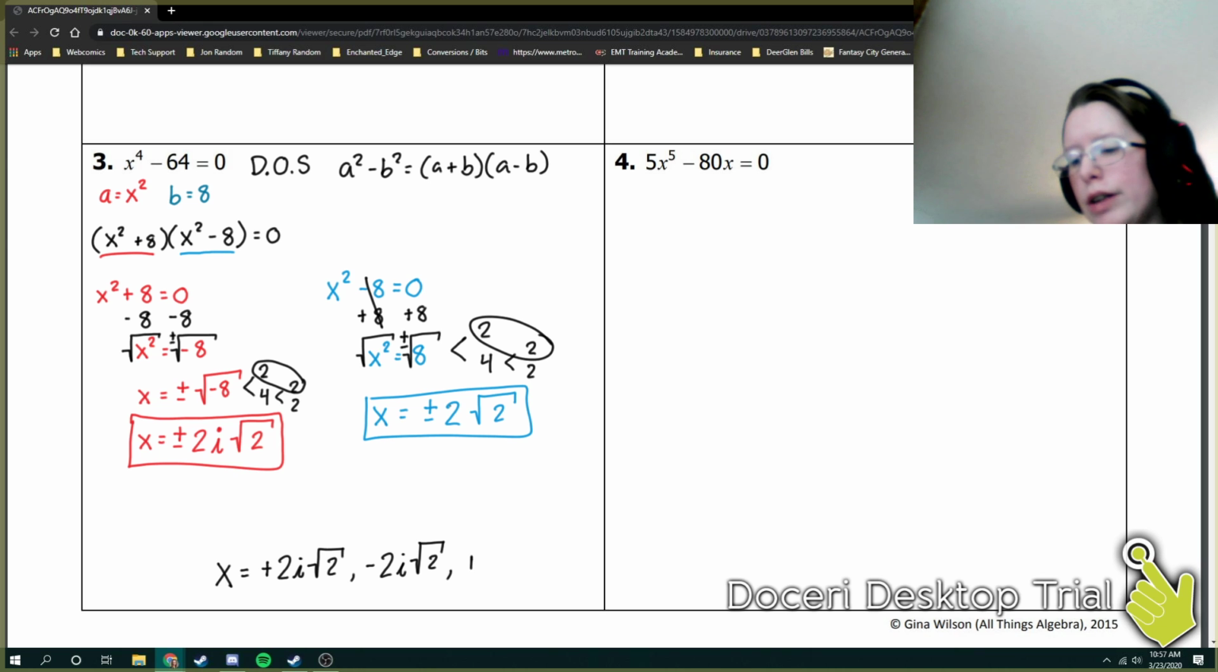A positive 2 root 2 and a negative 2 root 2.